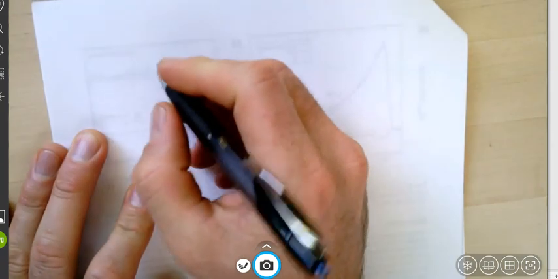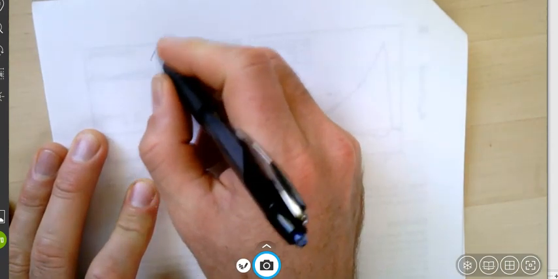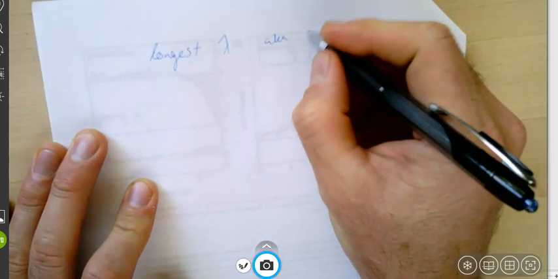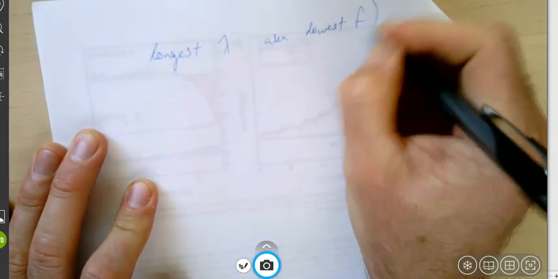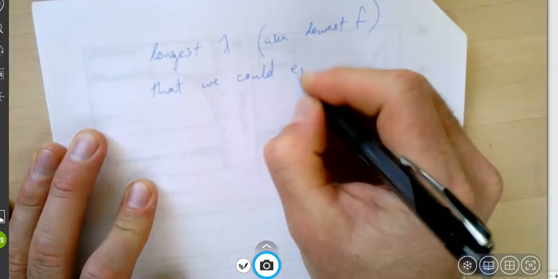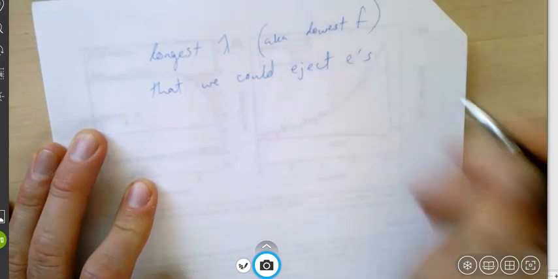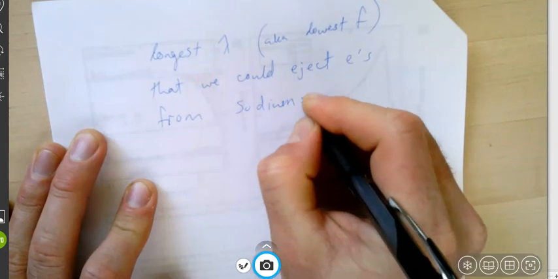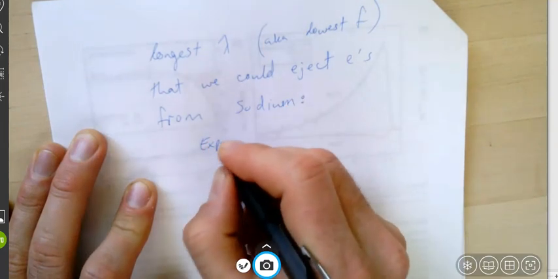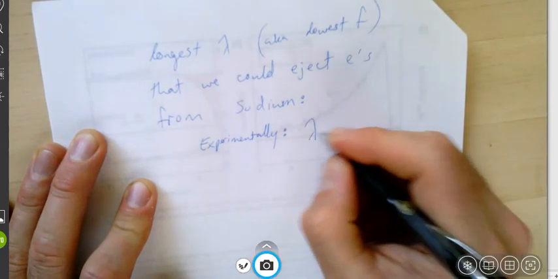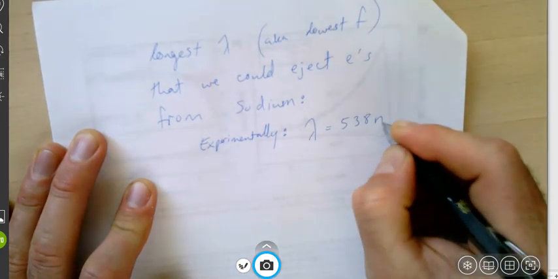So I'm going to say this. The longest wavelength, or aka the lowest frequency, that we could eject electrons, I'll just say electrons, from sodium, we found out experimentally, right, in our little simulated experiment here, that lambda was equal to 538 nanometers.